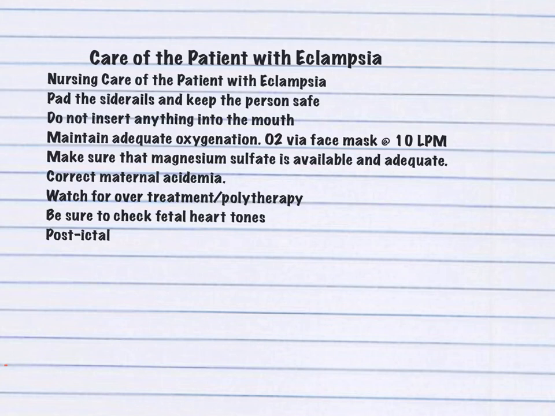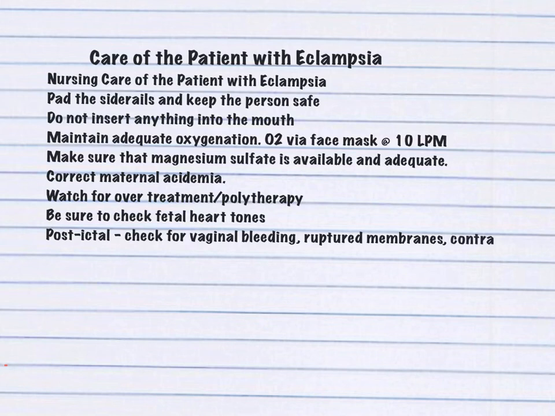we're going to check for vaginal bleeding, which would indicate an abruption. Again, we're going to cover that later. We're going to check for ruptured membranes. We're going to check and see if she's made any labor progress. So contractions, cervical dilatation.